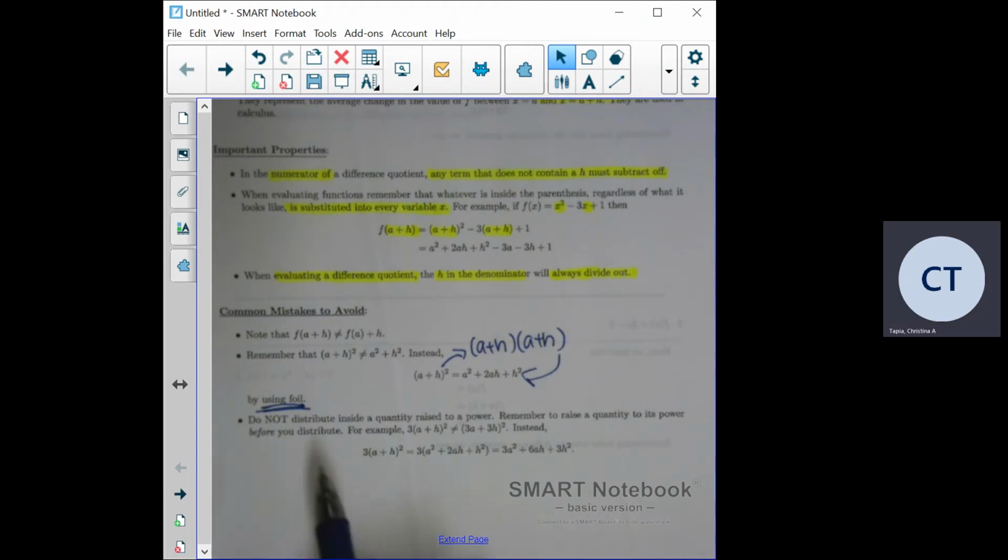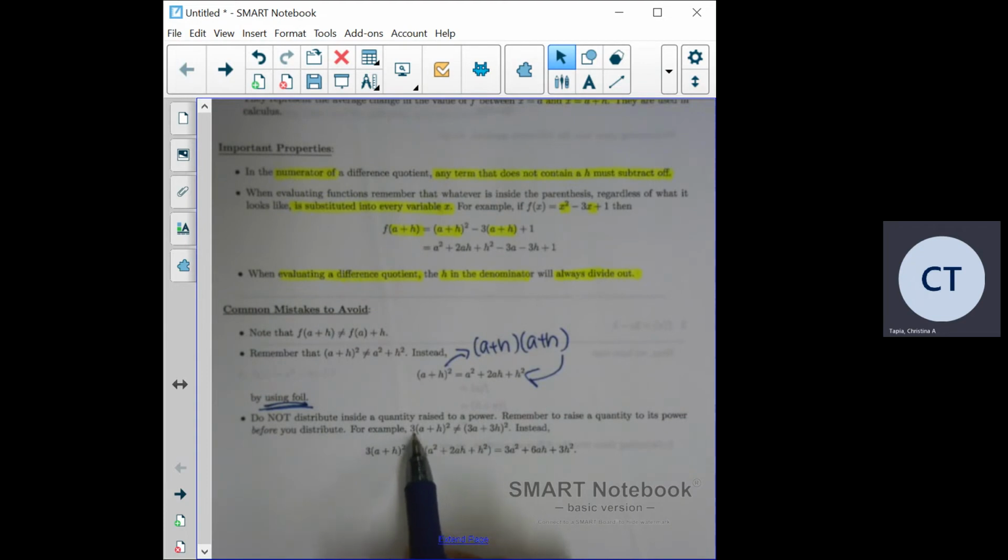And then the last part is do not distribute inside a quantity that's raised to a power. What that means is this 3 that's in front of a plus h, don't distribute it right away. Wait until after you simplify the parentheses and then distribute the 3. This is just following basic PEMDAS operations. You deal with the exponents first, then you multiply.